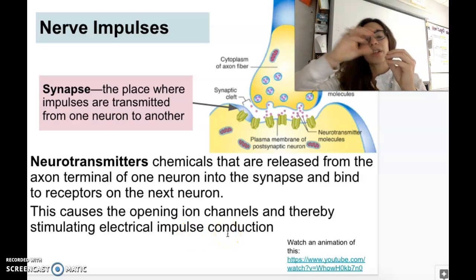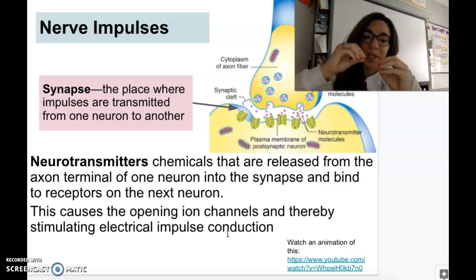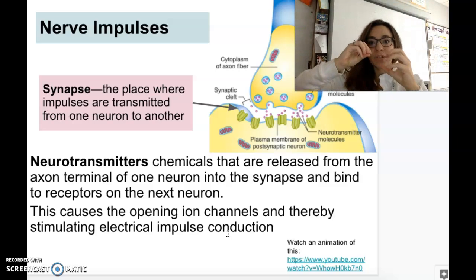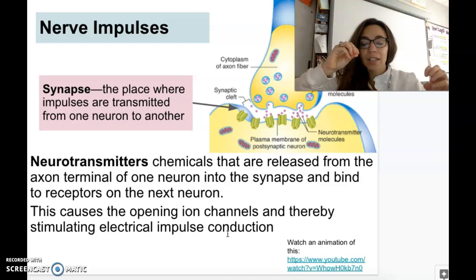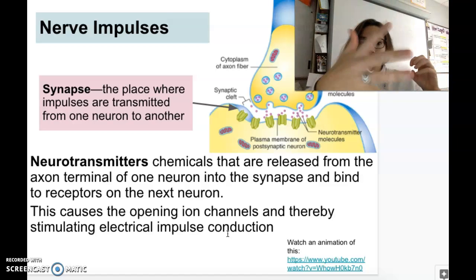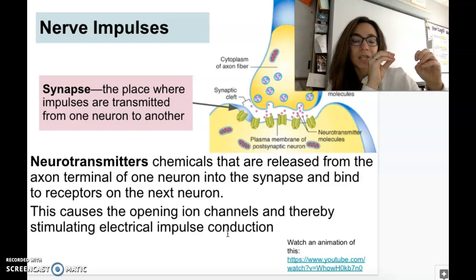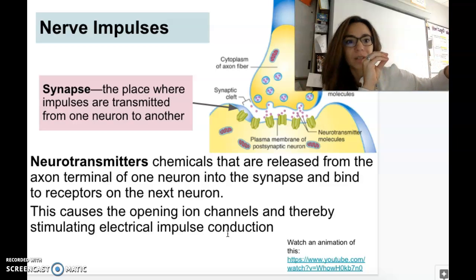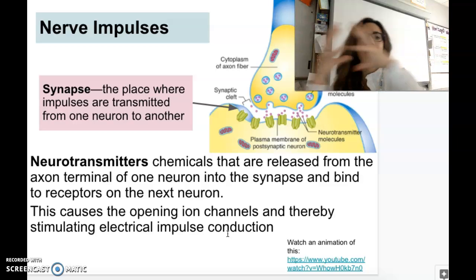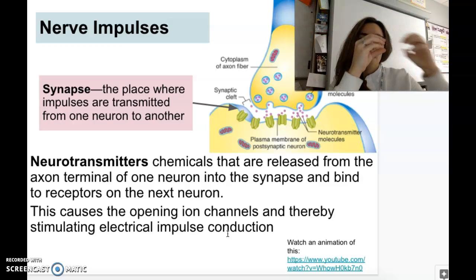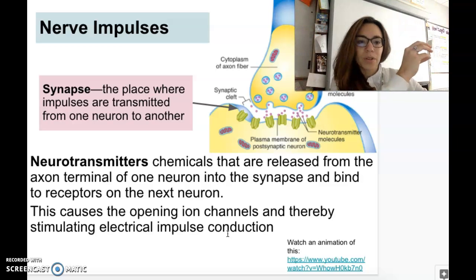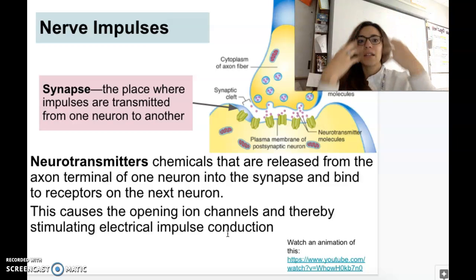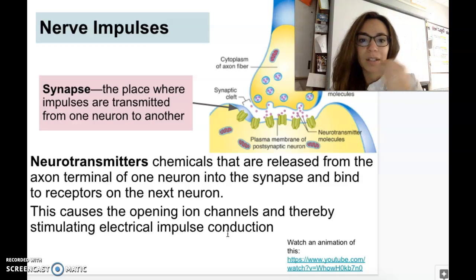So then the next neuron has the action potential initiated. That electrical current travels down the axon to the axon terminal, where more neurotransmitters are released into the synapse and move to the next neuron. So it's kind of this electrical, chemical pattern that's going on to get that response to where it needs to go. It's amazing when you think about how quickly the nervous system works and how much is actually taking place here.